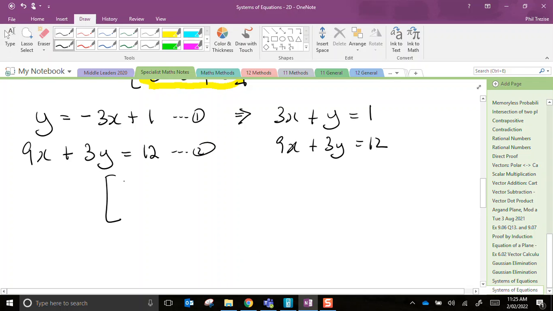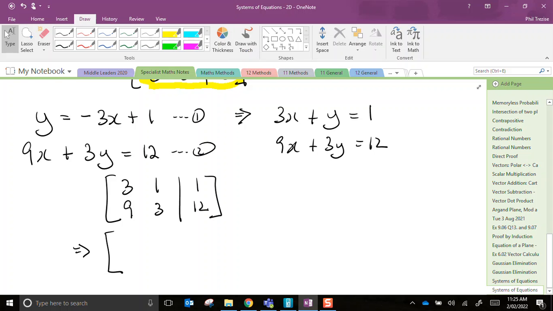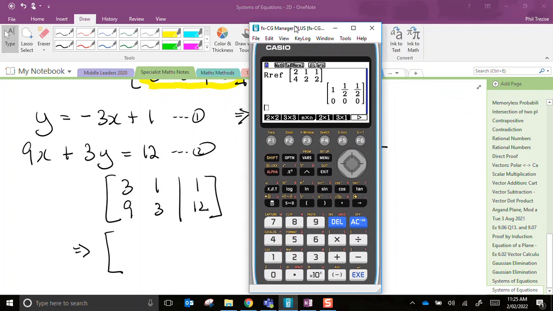Once again, we'll go for Gaussian elimination: 3, 1, 1, and 9, 3, 12. Let's go for our calculator. Once again, in this simple case of some 2 by 2 equations, you may already start to suspect that something looks a little bit off here. So I've got 3, 1, 1 for the first equation, then 9, 3, 12.